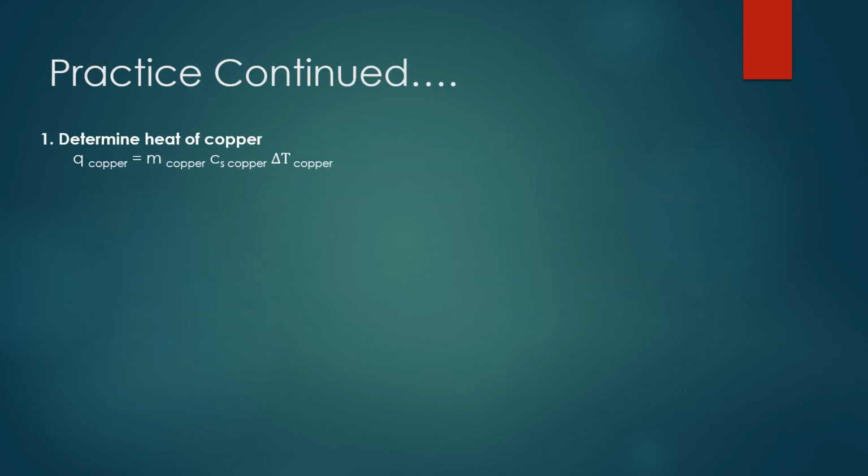First step, determining the heat of copper. We want to take the mass of copper multiplied by the specific heat of copper multiplied by the change in temp of copper. Plugging in those values, we have 16.05 grams of copper. Its specific heat is 0.385 joules per gram degrees Celsius. The final temp of the copper is the same as the final temp of the ethanol, so that's where we got this 52 degrees Celsius from. We then subtract the initial temp of the copper, which was 12 degrees.